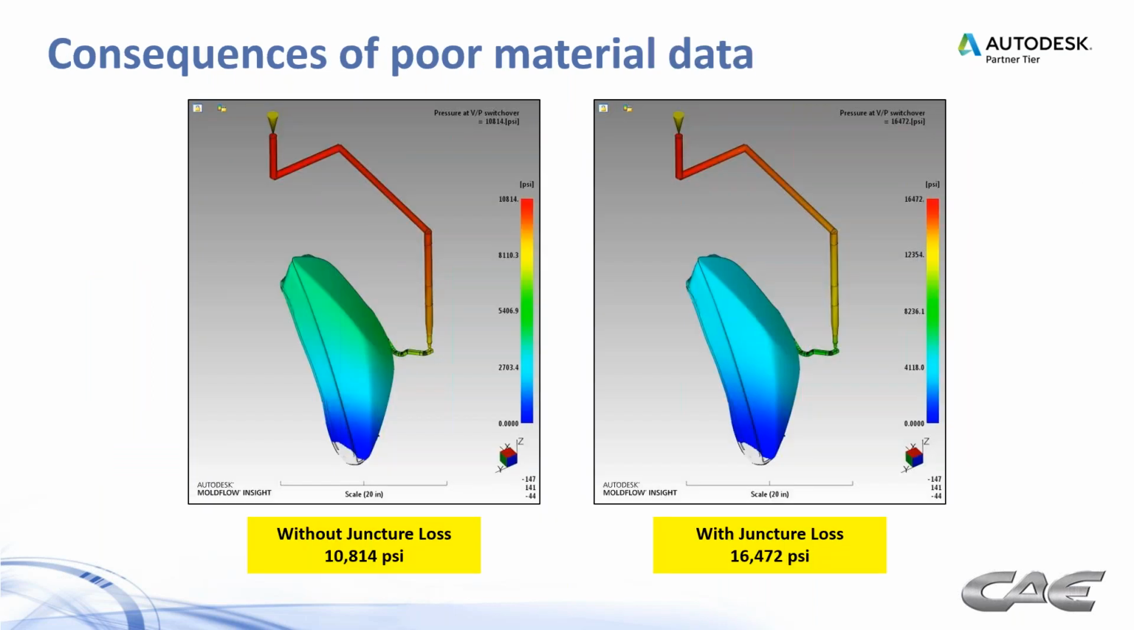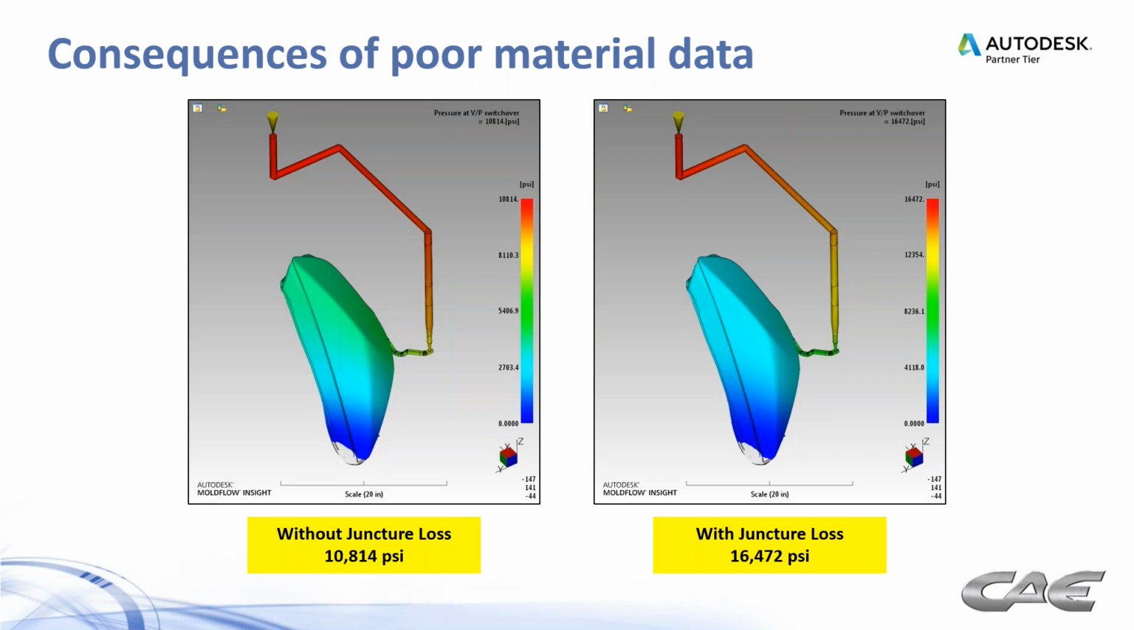And here are some of the consequences of having poor material data. For example, in this one, you're comparing what happens if you have juncture loss data versus not having juncture loss data. You see the difference in the pressure prediction there. Same filling pattern, same process settings, same runner system geometry, but the juncture loss data was missing. And you can get yourself into situations where, again, you get a false positive.